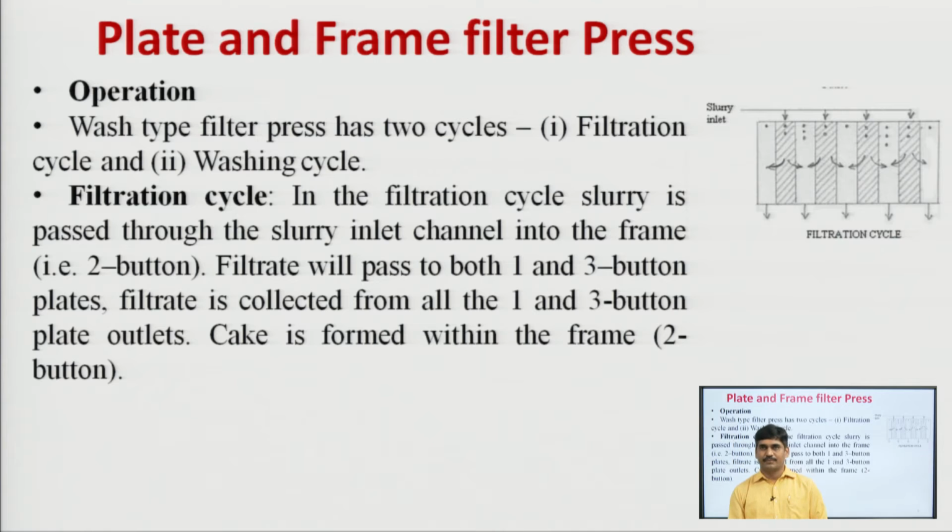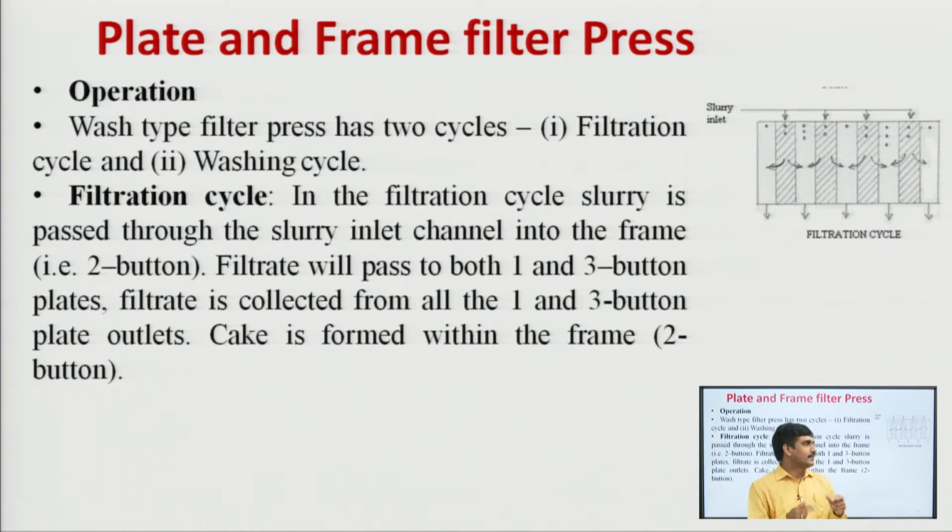Operation of plate and frame filter press. Wash type filter press has two cycles, that is filtration cycle and washing cycle. In filtration cycle, slurry is passed through the slurry inlet and with this slurry inlet it passes to the frame.